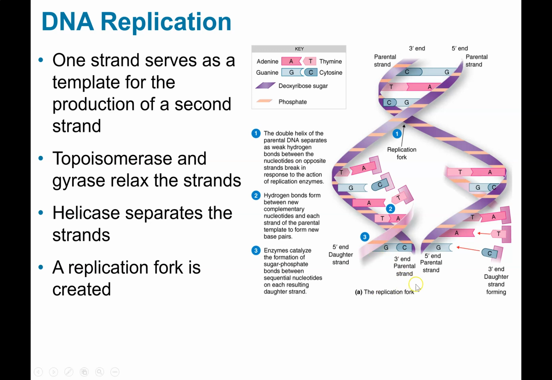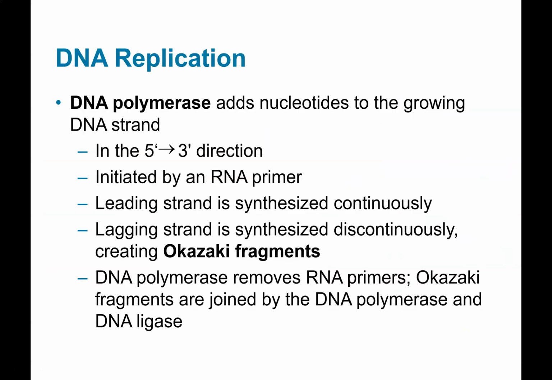So what's going to happen is replication is going to keep proceeding along this replication fork. It's going to continue to get opened up or unzipped, and the enzymes are going to continue to come in and add new bases based on the complementary base pairing until eventually the entire chromosome has been replicated. And then you end up with 2 double-stranded DNA molecules, 2 chromosomes.